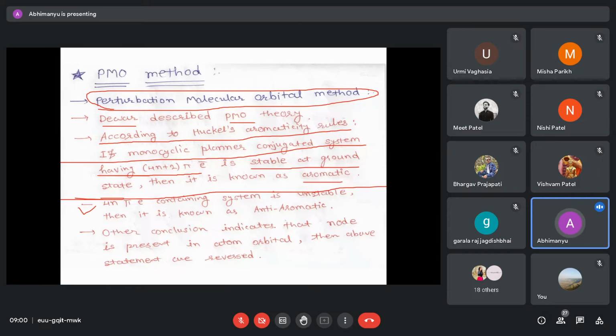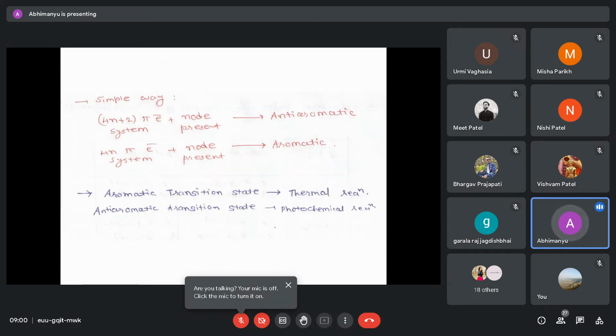So in other words, the conclusion indicates that if a node is present in the atomic orbital, then the above statement is reversed. Now, what is the meaning of the node is present, then the aromaticity is different here? Focus on these two simple lines. If the system is 4n plus 2 pi electron system, node absent.